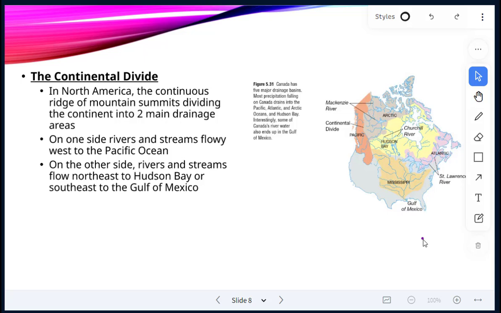Canada has 5 major drainage basins. Most precipitation falling on Canada will drain into the Pacific, Atlantic, and Arctic Oceans and Hudson Bay. Some of Canada's river water also ends up in the Gulf of Mexico.